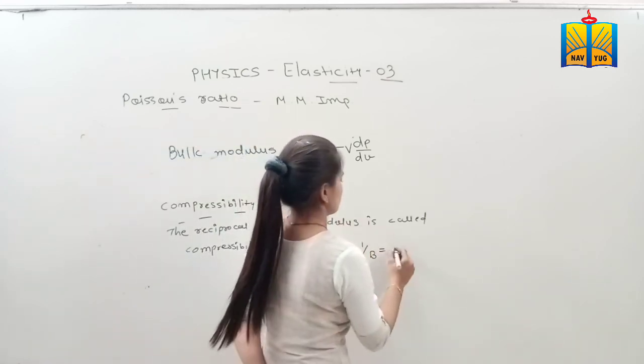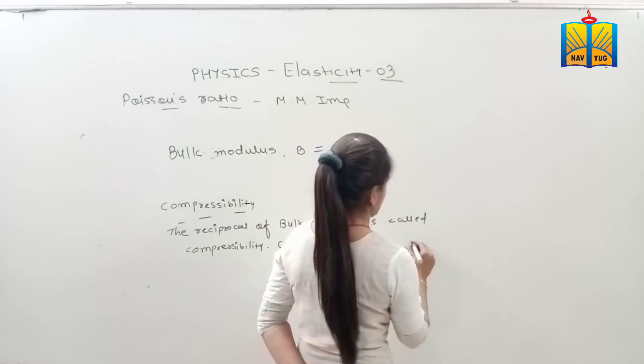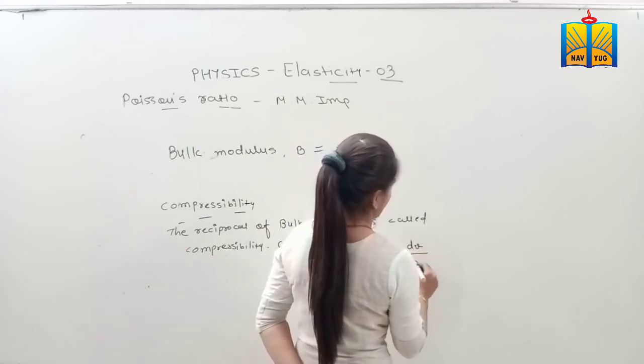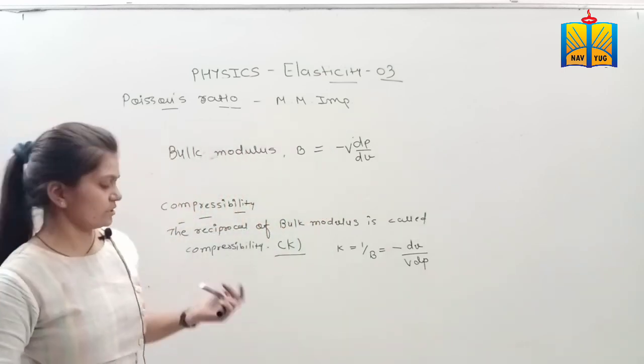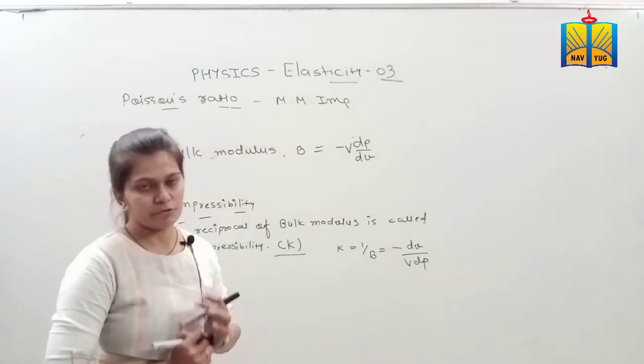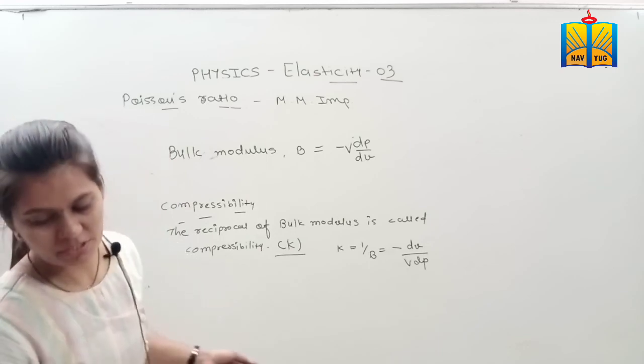So its reciprocal will be minus dV upon V dP. Add this line: the reciprocal of the bulk modulus is called compressibility.